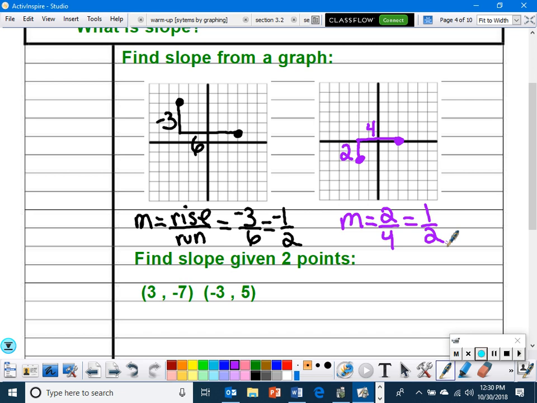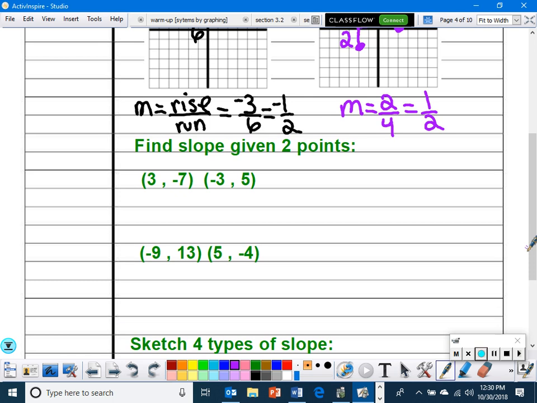Okay, the next example, you're given 2 points. So this is where we need to remember y2 minus y1 over x2 minus x1. So what I'm going to do before we begin is label my ordered pairs. This is my x1, this is my y1. This is my x2, this is my y2. All right, so here we go.